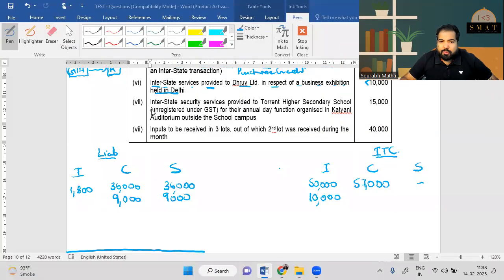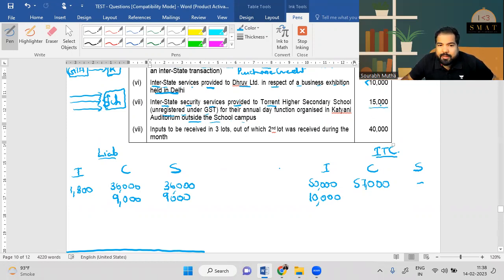All right, so 1,800 rupees there. Interstate security services provided at Torrent High School, unregistered under GST, for their annual day. Guys, generally, whenever a school gets TCS services, that is transportation, catering, and security, in their school, then it is exempt. So you are providing it to Torrent High School. If this was inside the school, it would be exempt, but you're providing it outside the school campus. So this one is taxable.